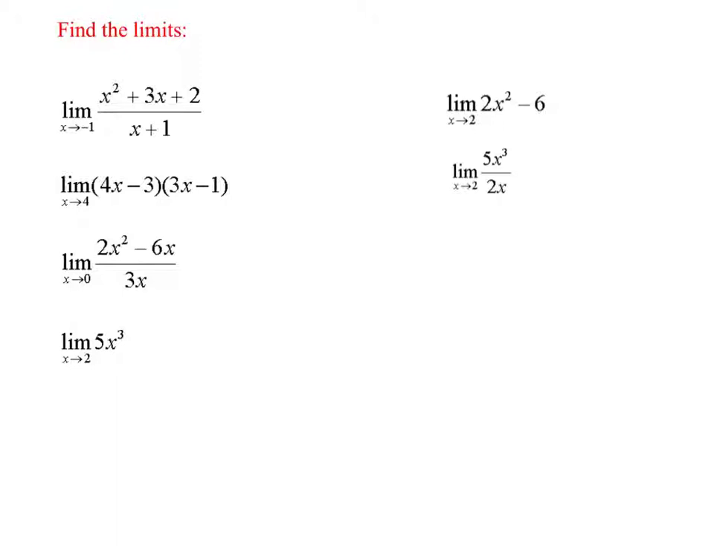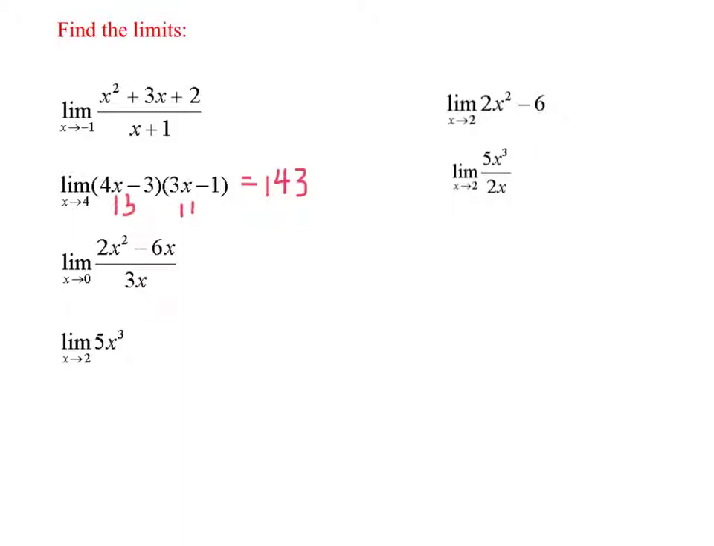Let me go to maybe the second one because it looks easy. If I plug in 4, 4 times 4 is 16, minus 3 is 13. Let me just make a little note of that. This is 13. If I plug 4 into the next one, 3 times 4 minus 1 is 11. And 13 multiplied by 11 is 143. Easy enough. That's the limit. It's just the y value we're approaching.